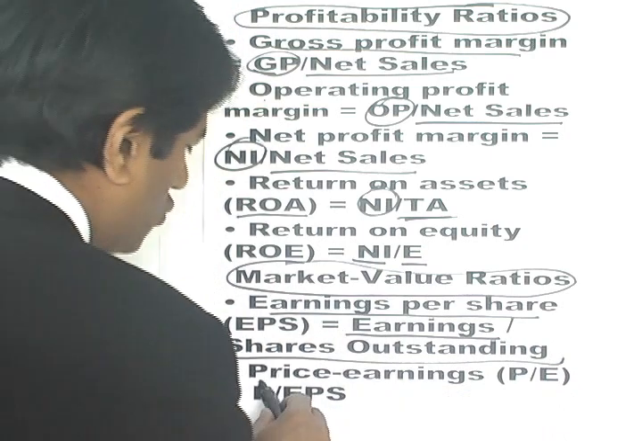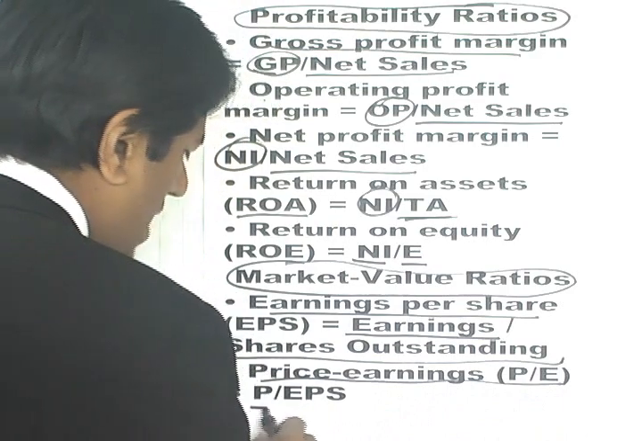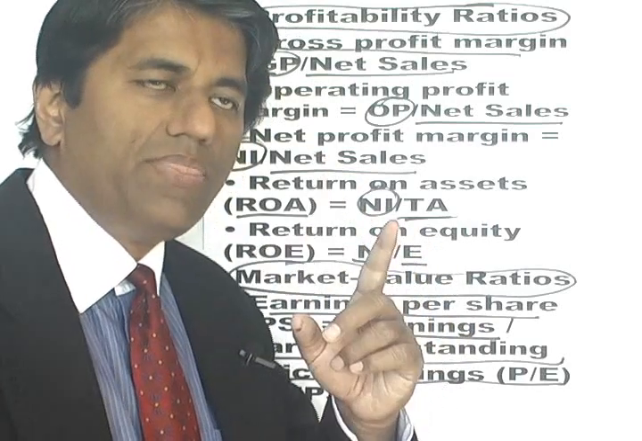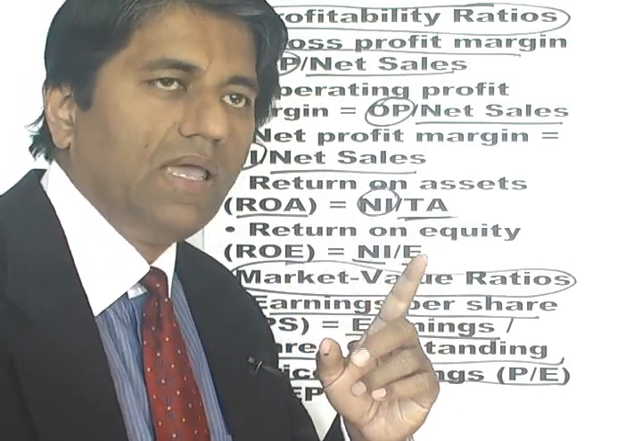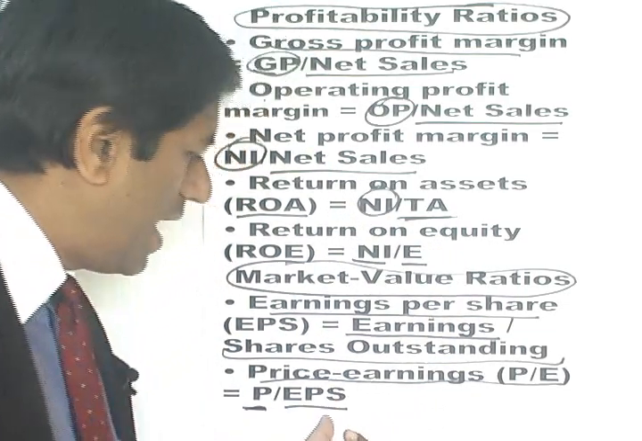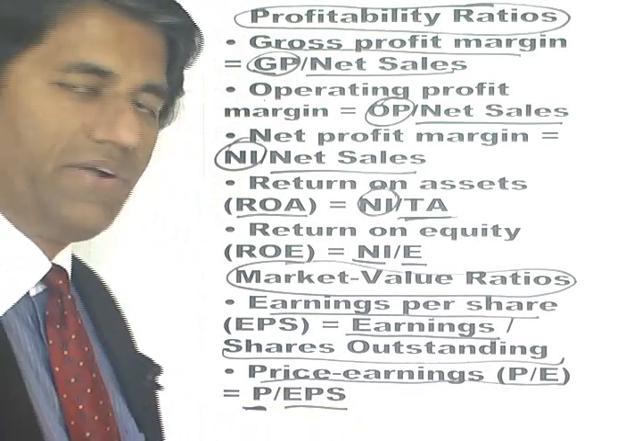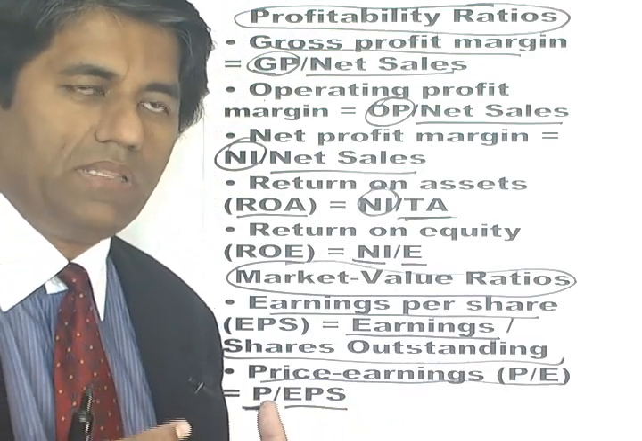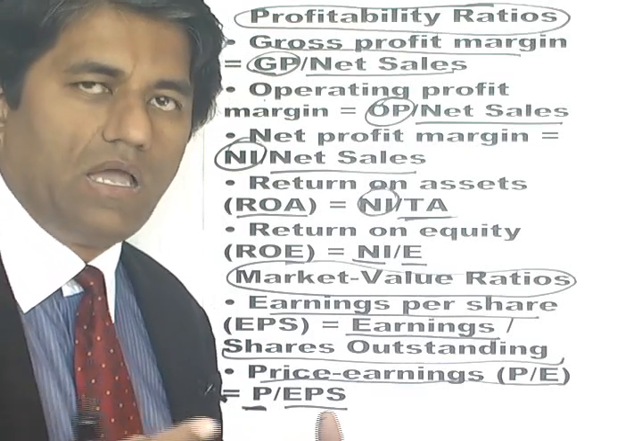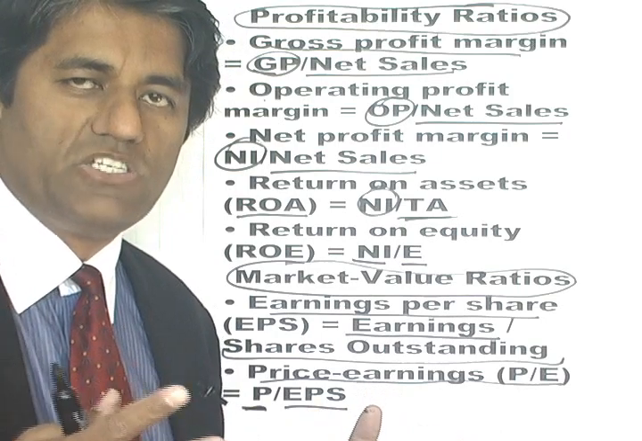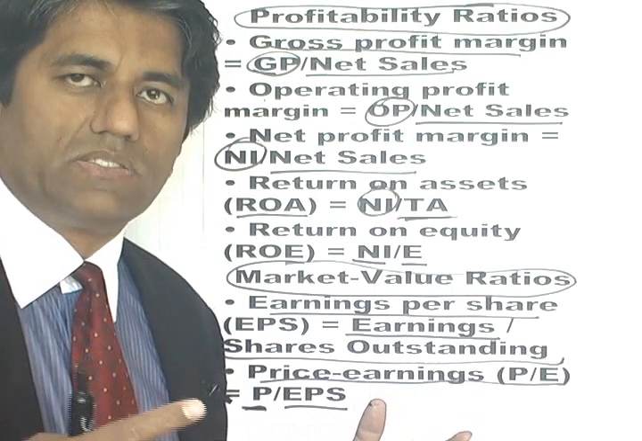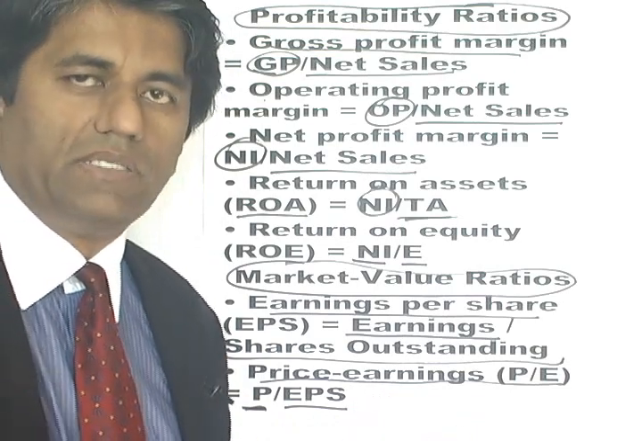The price-earning ratio, or P/E ratio, is the market price of one stock of the firm divided by the earnings per share. And this number, the price-earning ratio, is very common. People refer to it a lot in their analysis when they're comparing firms which are in the same industry and have similar kinds of markets or customers. They will compare their price-earning ratios.